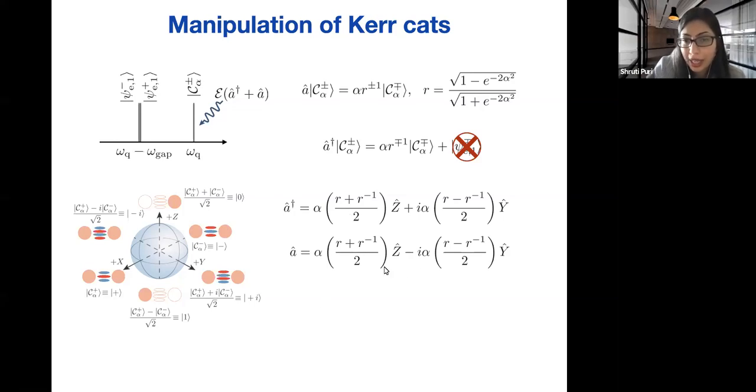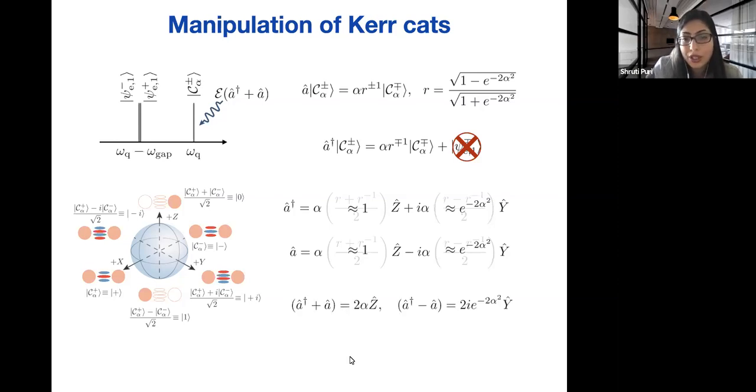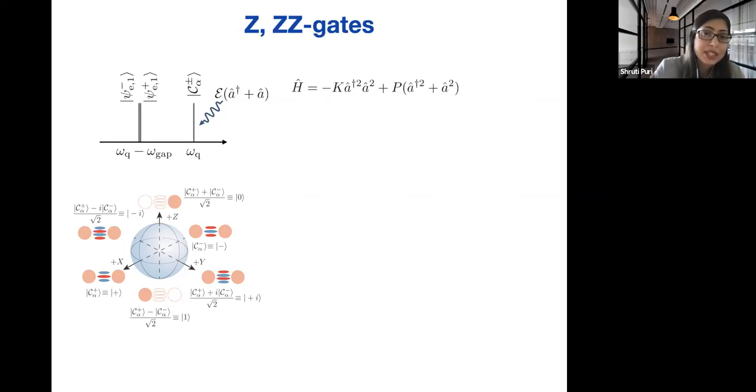This weird factor actually approaches 1 when alpha becomes large, and this factor becomes exponentially small when alpha becomes large. So if you have A dagger plus A, that becomes a sigma Pauli Z. If you have A dagger minus A, it becomes Pauli Y, but an exponentially small Pauli Y. So now you can immediately see that this is going to be like a biased noise qubit because it couples to the environment mostly along the Z axis, and the coupling to the other axis is suppressed. So you can use this intuition to do Z and ZZ gates.